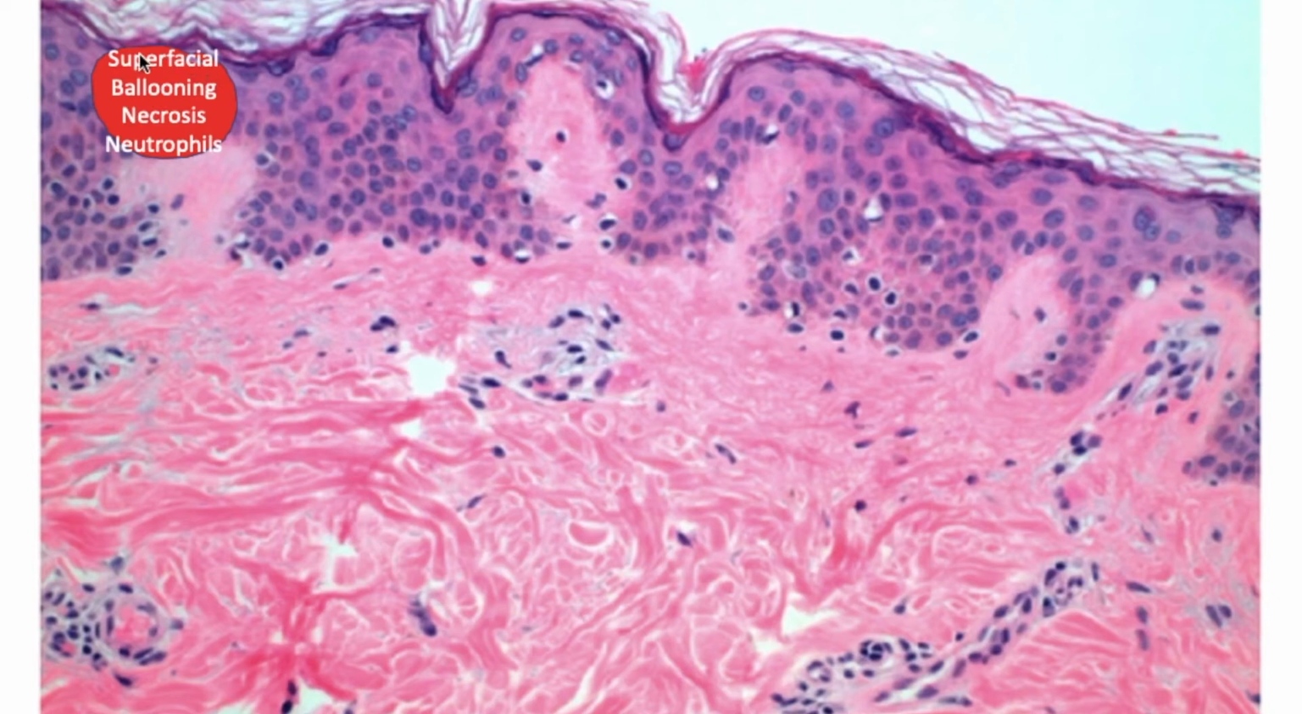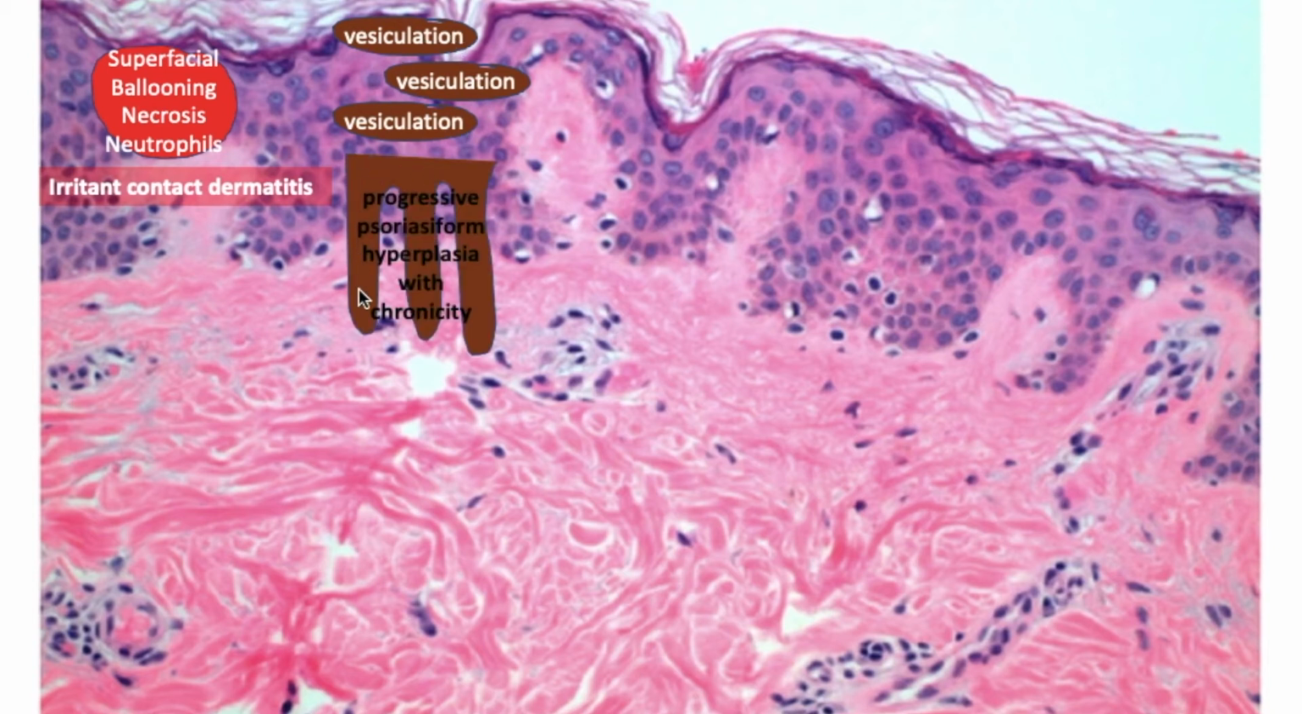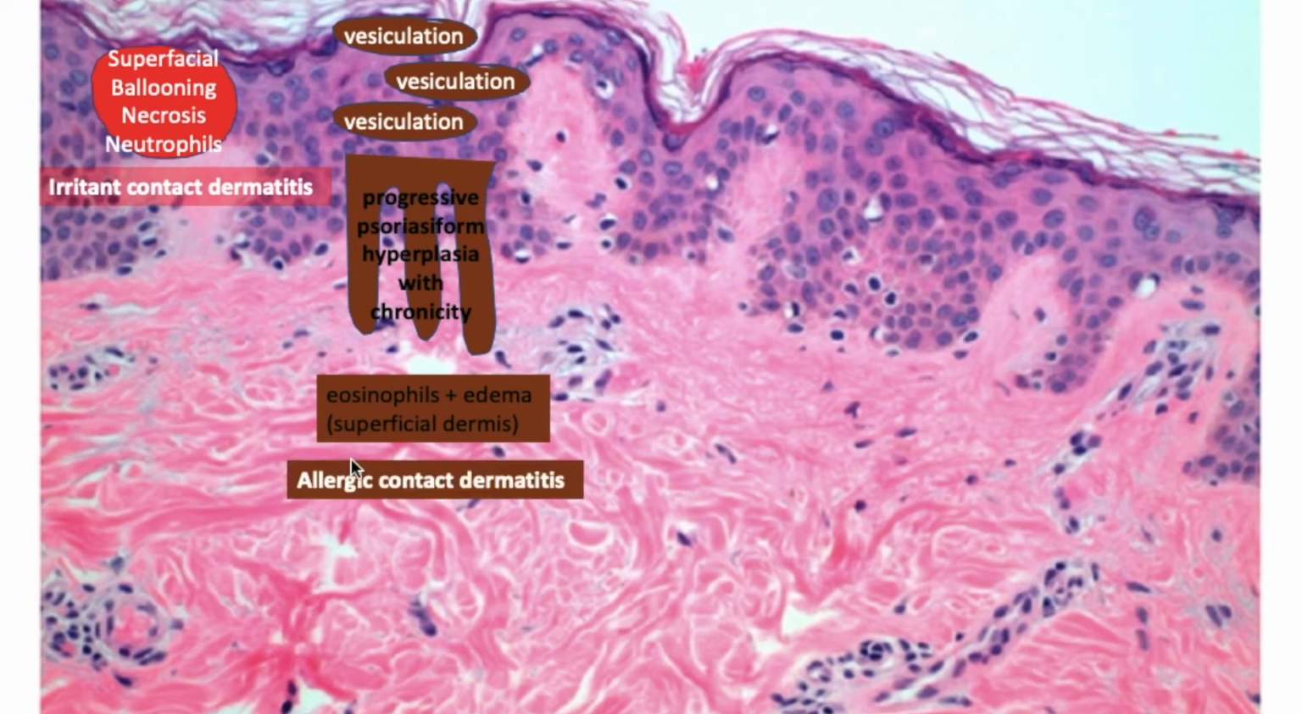So when you see superficial ballooning, necrosis, and neutrophils, always think of irritant contact dermatitis. If you see vesiculation that is organized in vertical order, along with psoriasiform hyperplasia, depending on the chronicity of the lesion, with eos and edema in the superficial dermis, always think of allergic contact dermatitis. Nummular dermatitis is usually grouped with allergic contact dermatitis, but usually the picture is more chaotic and you see more neutrophils in these lesions.